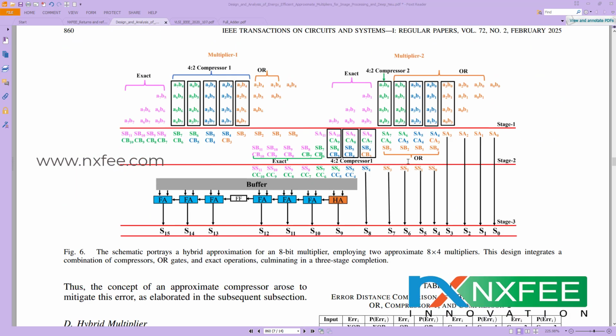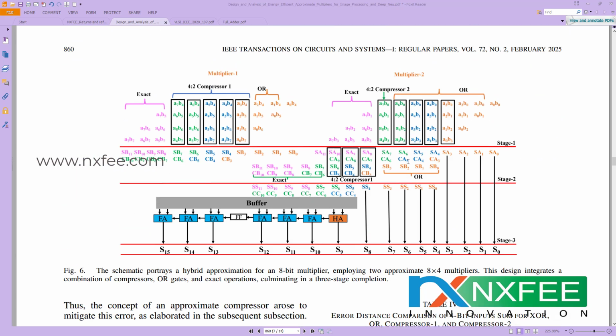Okay, so this is a compressor based method. Here they introduced the compressors, and the compressors were introduced with the recursive method. Here they split it into LSB and MSB, and with this LSB and MSB they introduced this compressor method.